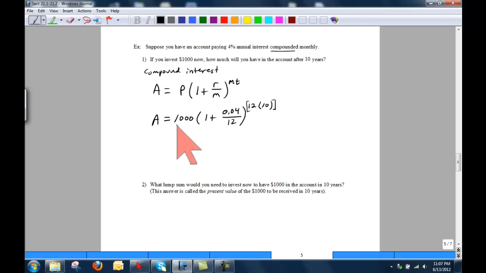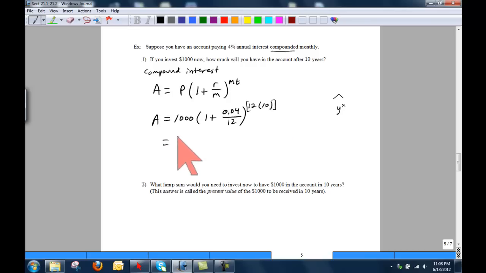So this is how you could directly enter it on your calculator if you had a graphing calculator. 1000 parenthesis 1 plus 0.04 divided by 12 in parenthesis, and then to the, so on a graphing calculator at least, that's the caret symbol. On a regular scientific calculator, use your Y to the X button, and you'll have to enter things in the proper order. And then parentheses around the 12 times 10 and close parentheses. Or you could do the multiplication to get 120 in your head and enter that.